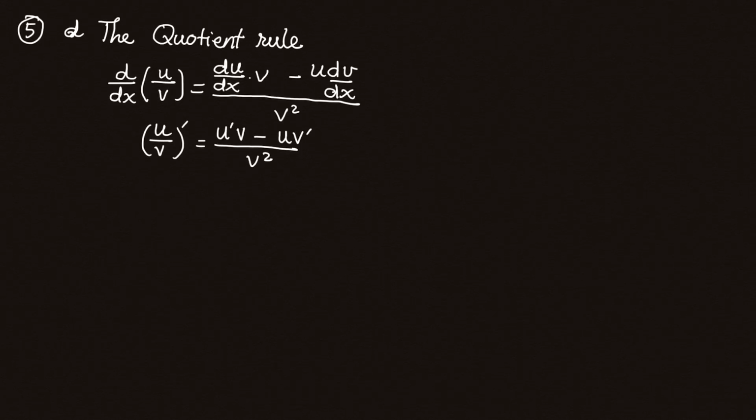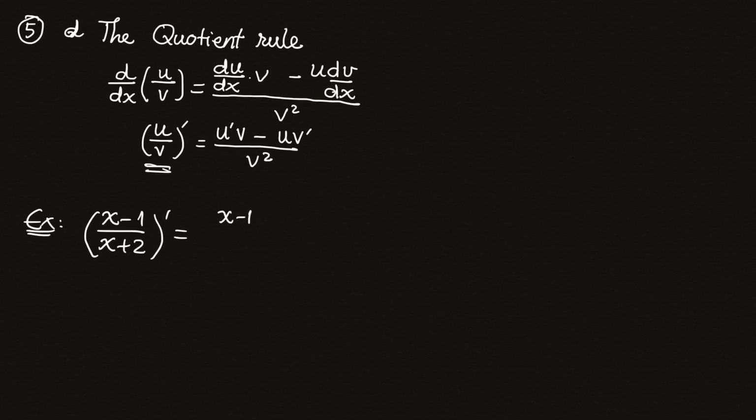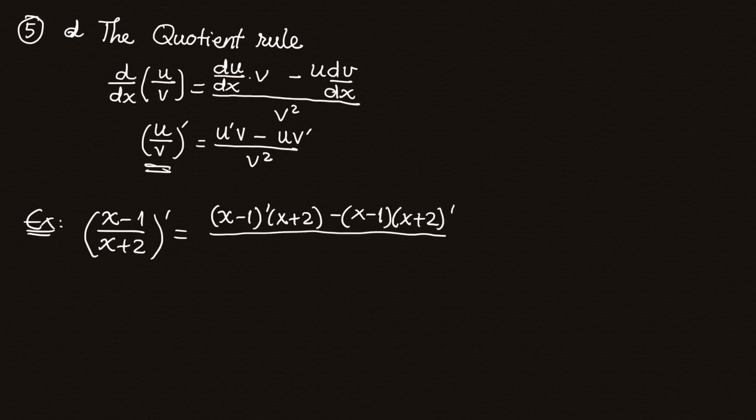Let's move now to the last one that we're going to talk about in this video, the quotient rule. Basically, if you have a division of two functions, you do the derivative of the first function, and so on, the way you see it. Let's see an example to see how it works. x minus 1 divided by x plus 2, derivative. u is the function on top and v is the function at the bottom. So we have x minus 1 prime times x plus 2, minus x minus 1 times x plus 2 prime, divided by x plus 2 squared, like this.